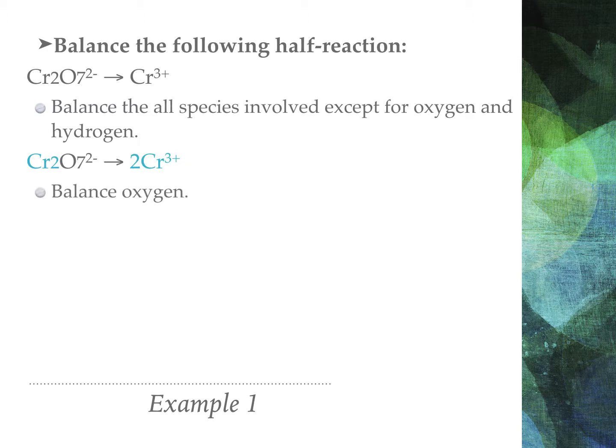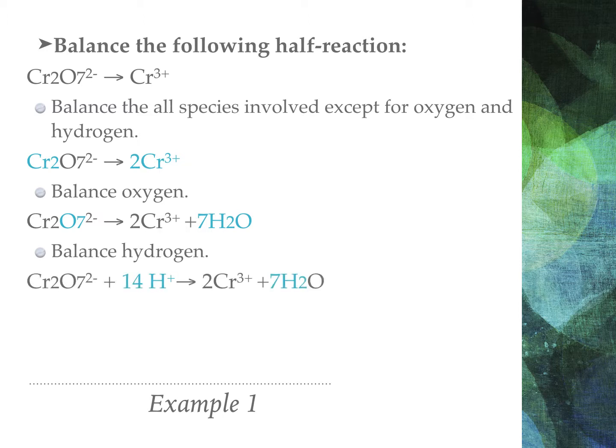Next, we are to balance the oxygen. As you can see, there are 7 oxygen atoms on the left side. To make sure that we have equal amounts of oxygen on the right side, we do so by adding 7 water molecules. Next, we are to balance the hydrogen. Since we added 14 hydrogen atoms to the right side when we added the 7 molecules of water, we now need to balance the equation by adding 14 hydrogen ions to it.